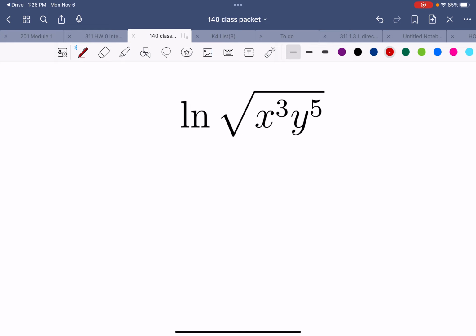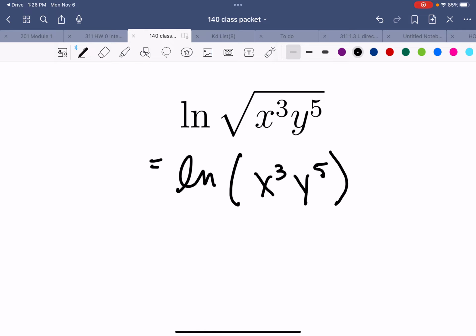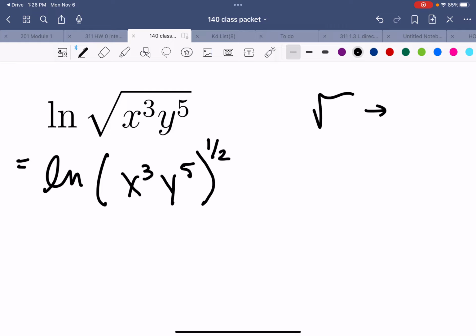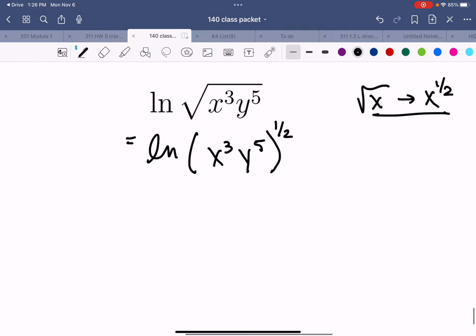And before I do that, I'm going to go ahead and rewrite this. So this is the natural log of x cubed y to the 5th all to the 1/2 power, right? Because any square root, the square root of x becomes x to the 1/2, right? That's how we handle our exponents. Now, I'm going to go ahead and use my property. So I'm going to bring this 1/2 down in front.